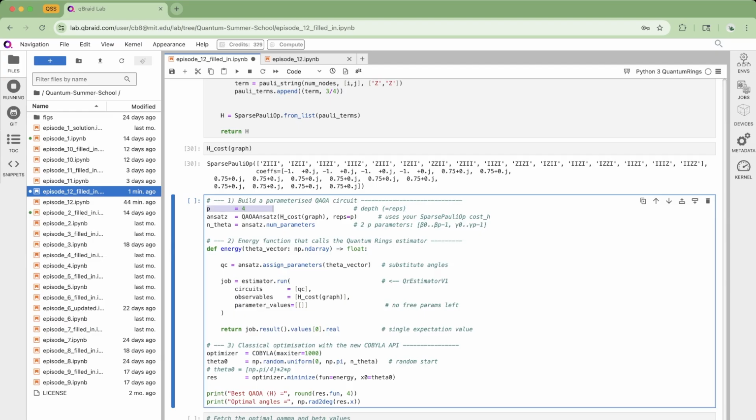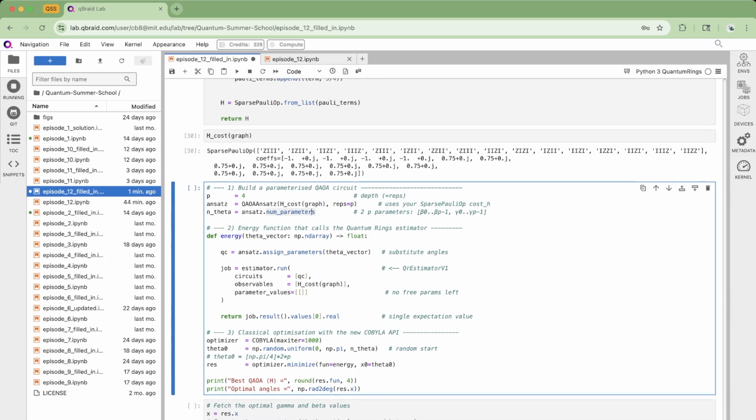So we pick the depth that we want. For our ansatz, we're just going to use Qiskit's QAOA ansatz, and all we need to provide is the cost Hamiltonian and the depth. And then this is really nice because we can just take that ansatz and assign it with a theta vector, which is gammas and betas.